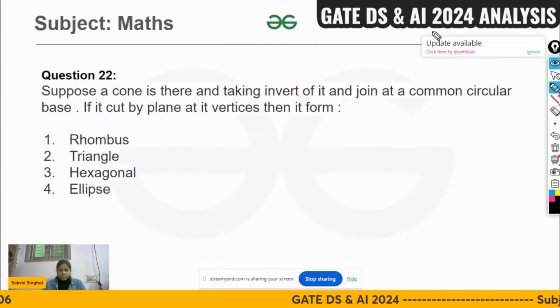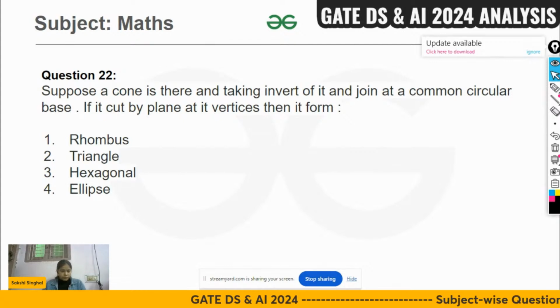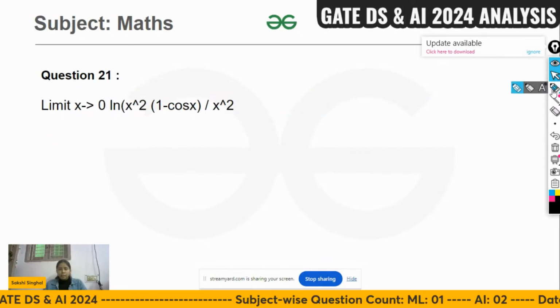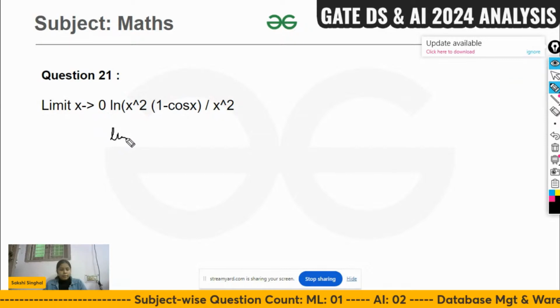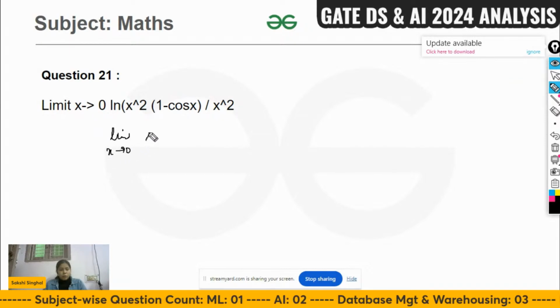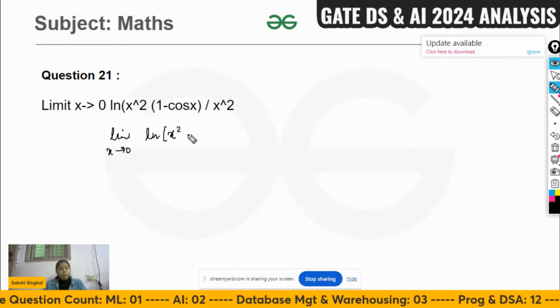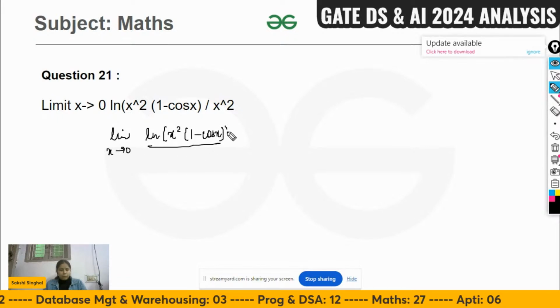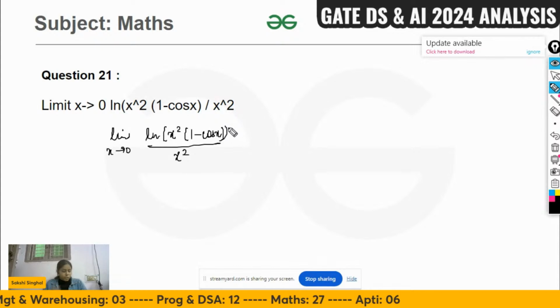Okay, so let me see other questions. Okay, so guys, this was the question. Anybody got this question? The question was limit x tends to 0 of log of x square, because I have seen in the comment section that students were saying this was the question instead of cos x upon x square. Just tell me whether this was the question or not.